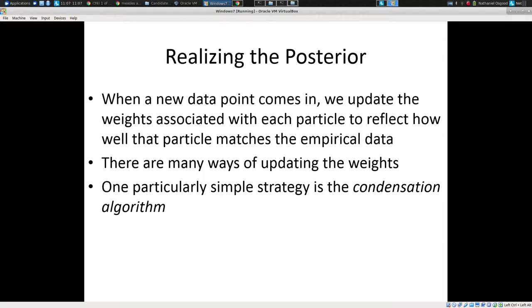But here, when it comes to this idea, we have a prior distribution. Just prior to the observation, we have a certain hypothesis about what's going on. And then after the observation, our hypothesis is different. So when a new data point comes in, the way in which we accomplish that is by updating the weights associated with each particle to reflect how well it matches this new piece of empirical data. There are many ways of updating the weights that are explored in the particle filtering literature, but we make use of a particularly simple strategy that's called the condensation algorithm in the machine learning literature.